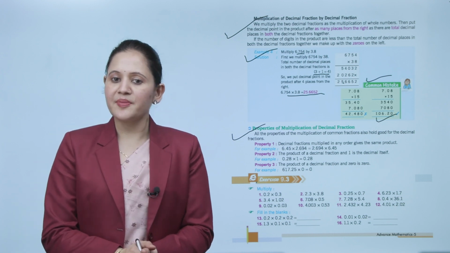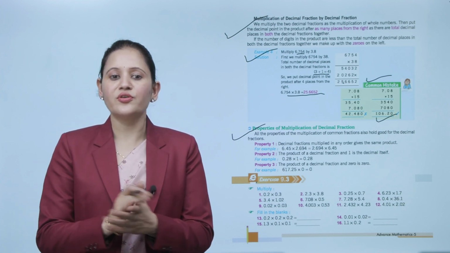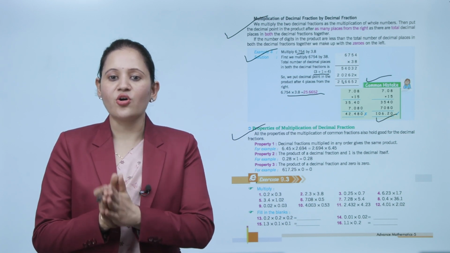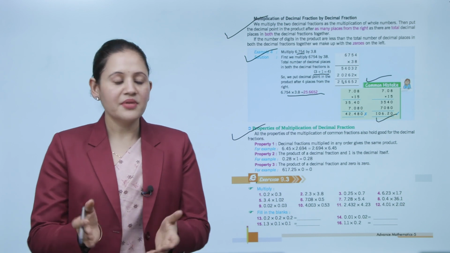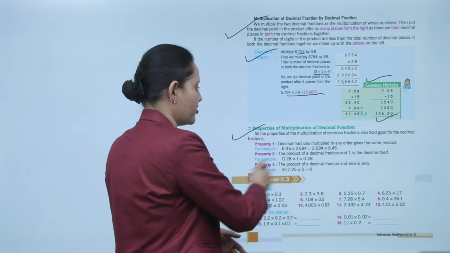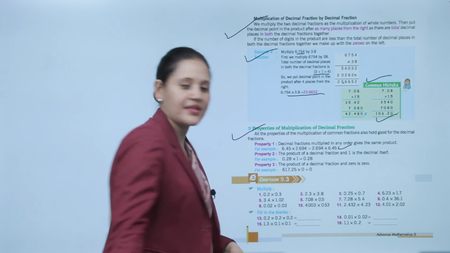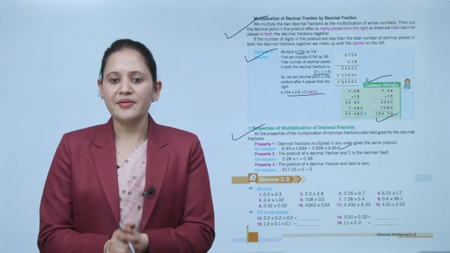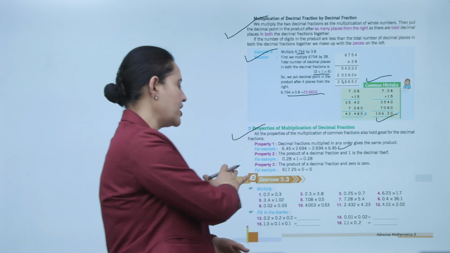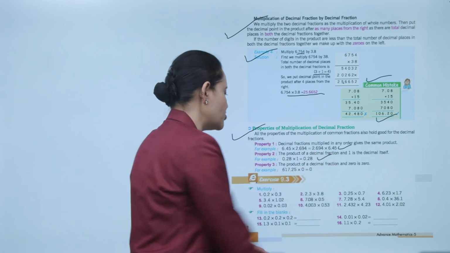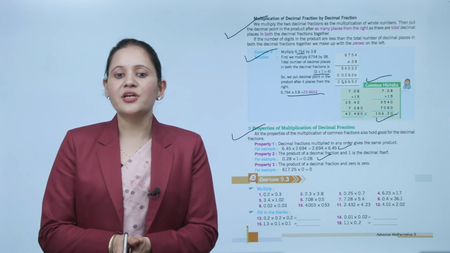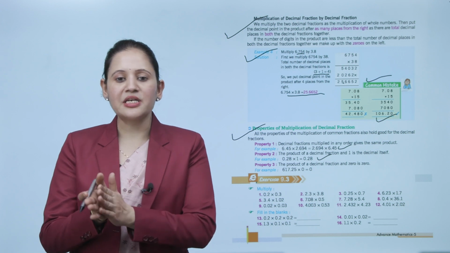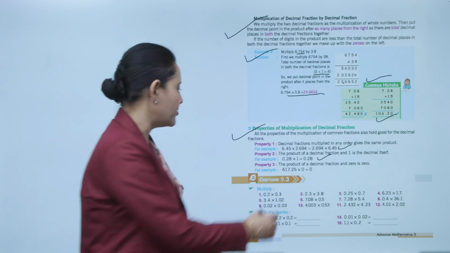All the properties of multiplication of common fractions also hold good for decimal fractions. Property 1. Decimal fractions multiplied in any order give the same product. Means we can multiply them in any order. The product will be the same. Clear? The product of a decimal fraction by 1 is the decimal itself. 0.28 multiplied by 1 equals 0.28. The product of a decimal fraction by 0 is 0. So any decimal fraction we multiply by 0, the product will be 0.